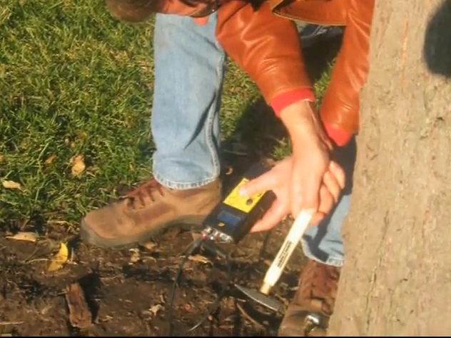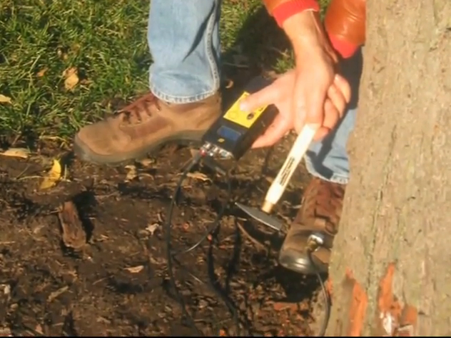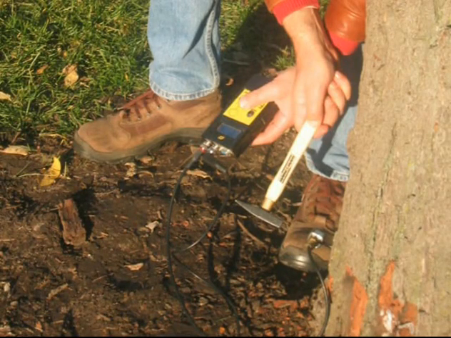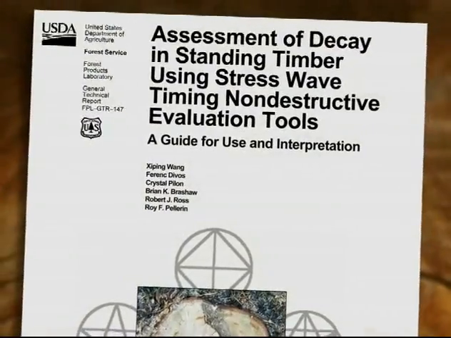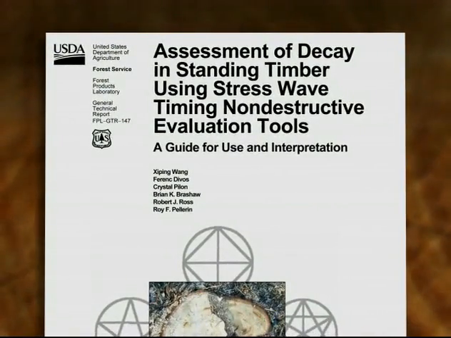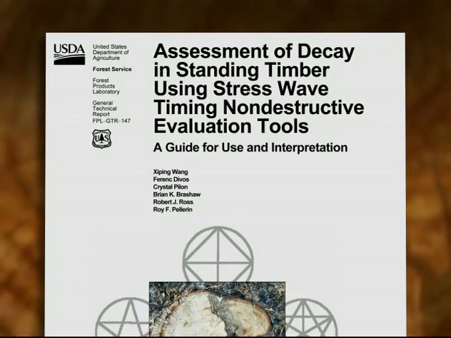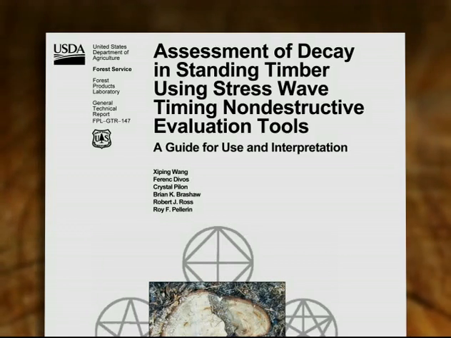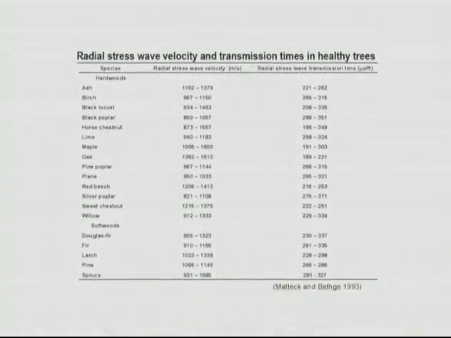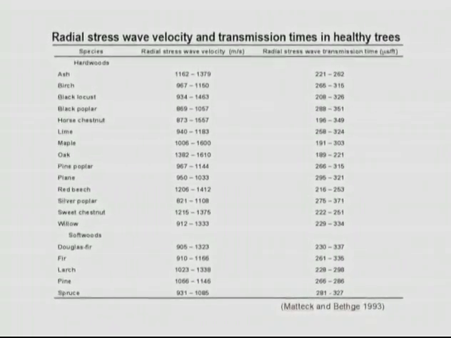Next, I employed the single-path stress wave tool to perform quick and inexpensive screening tests of the lower trunks of all larger trees. I conducted 2 tests at right angles to each other at varying heights on the trunks. The results were compared to the anticipated stress wave velocities in comparable tree species. Those tables are published in the United States Forest Service report, Assessment of Decay in Standing Timber Using Stress Wave Timing Non-Destructive Evaluation Tools. These tables offer a range of values only. There are no uniform reference standards.